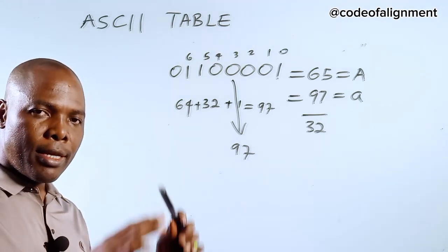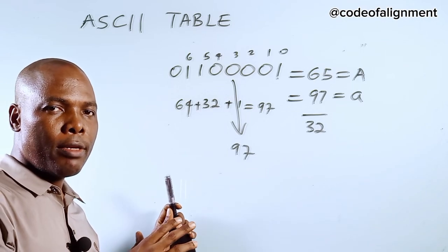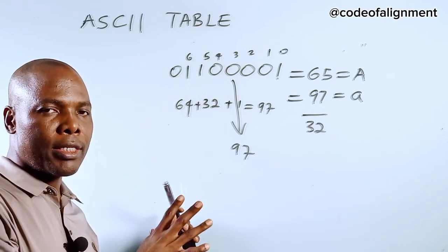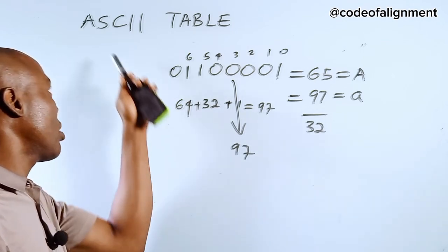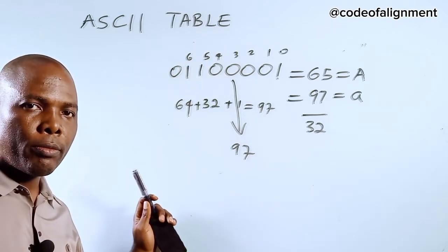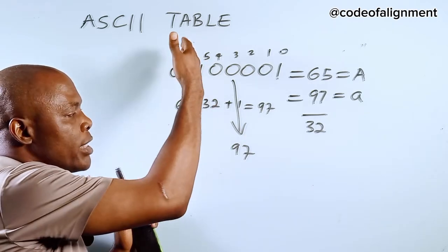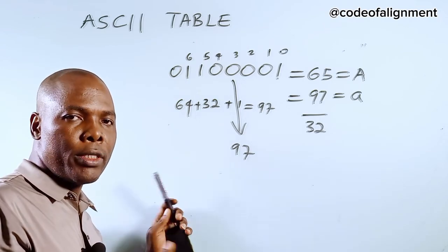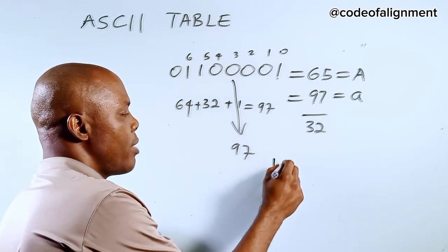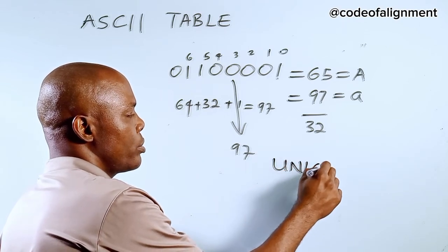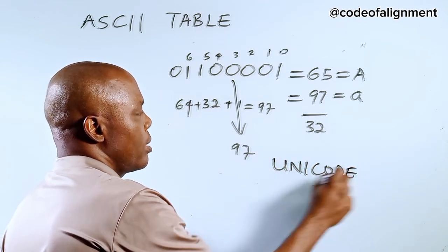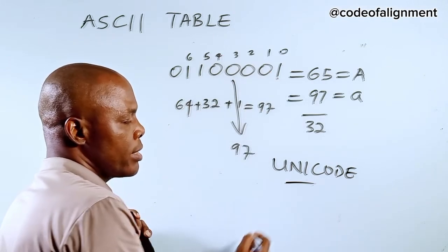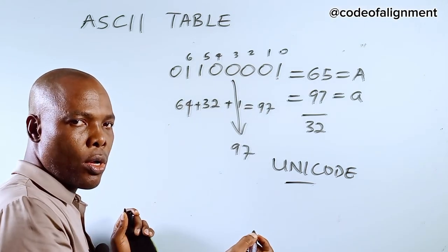They did calculation. Very interesting engineering in order for them to come up with what? This ASCII table. But still, this ASCII table could not cater for all the characters in all the languages. That led to another one called Unicode.